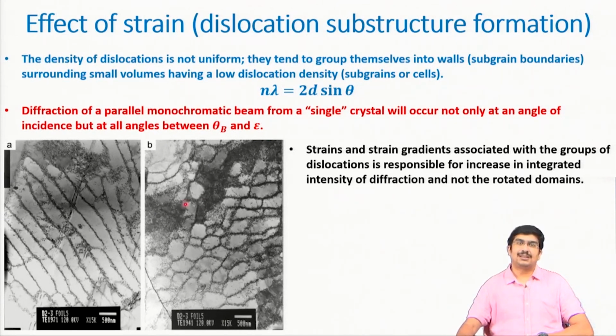For example, if you see this TEM image, which is showing the dislocations, which are basically these black lines. You can remember our discussion about the dislocation contrast.